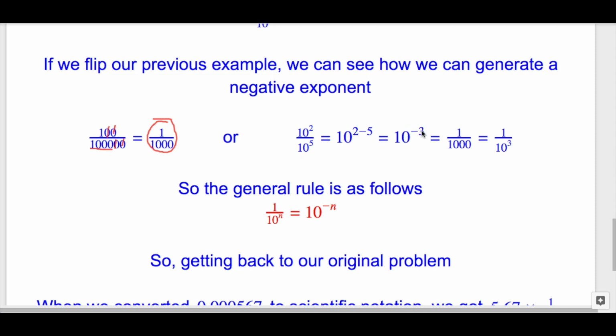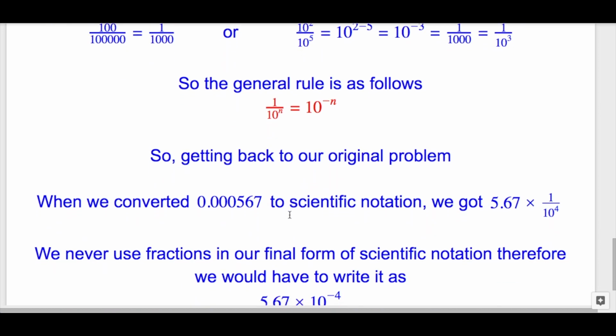Now, 10 to the negative 3 is the same as 1 over 1,000. But 1 over 1,000 is equal to 1 over 10 to the 3. So what this means is that 10 to the negative 3 is the same as 1 over 10 to the 3. So the general rule is as follows: 1 over 10 to the exponent n is equal to 10 to the negative n, n being any number. So that's a little review of some of our concepts in exponents and powers, but let's get back to our original.